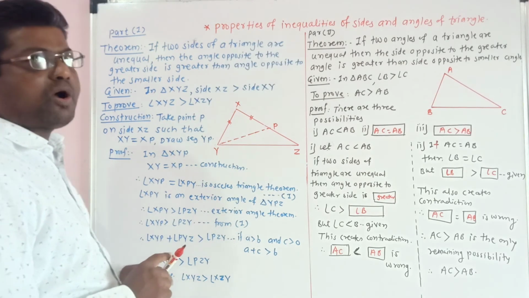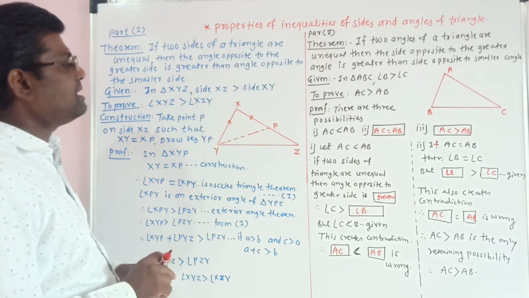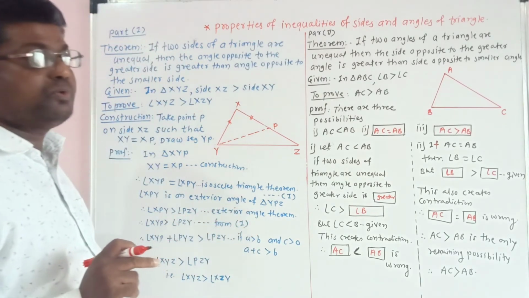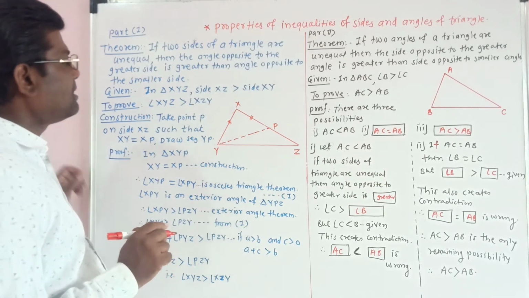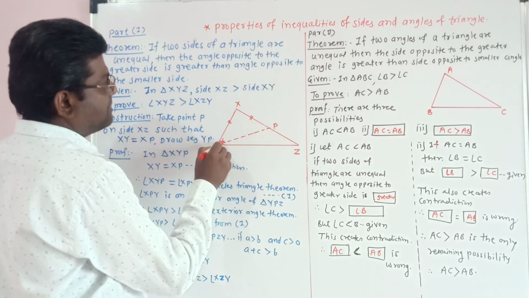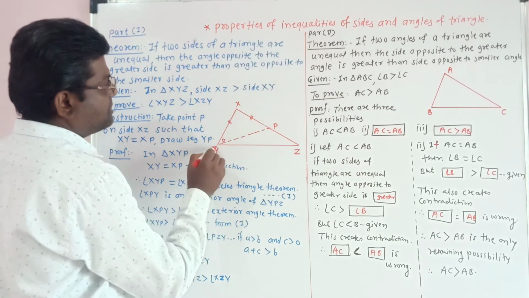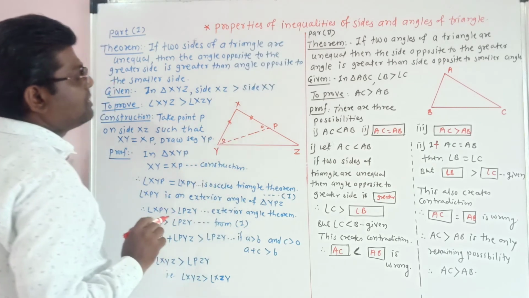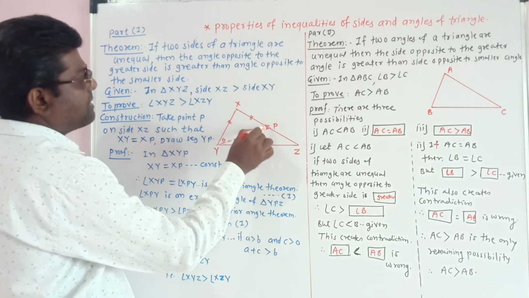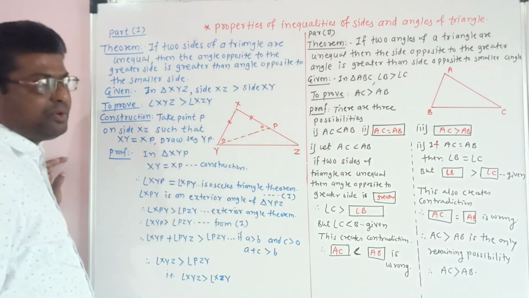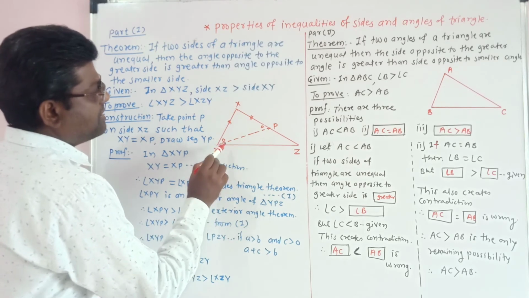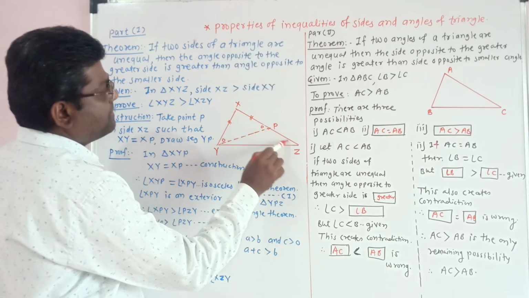So in the case of an isosceles triangle, it is a theorem that the angles opposite to congruent sides are congruent. Therefore here the angle opposite to XP, that is this angle, and the angle opposite to XY, this angle, are congruent. Therefore angle XYP is equal to angle XPY. Now let's see, this angle XPY is an exterior angle for triangle YPZ.